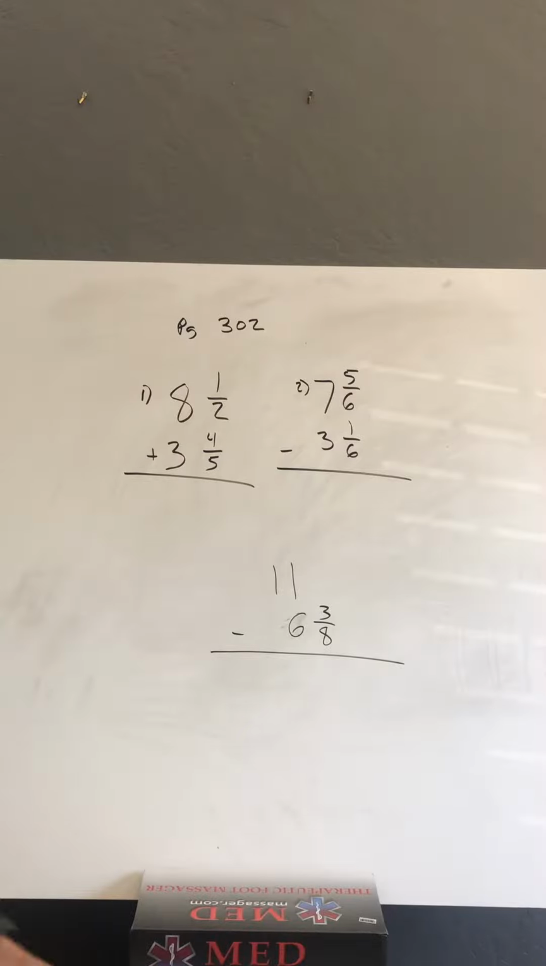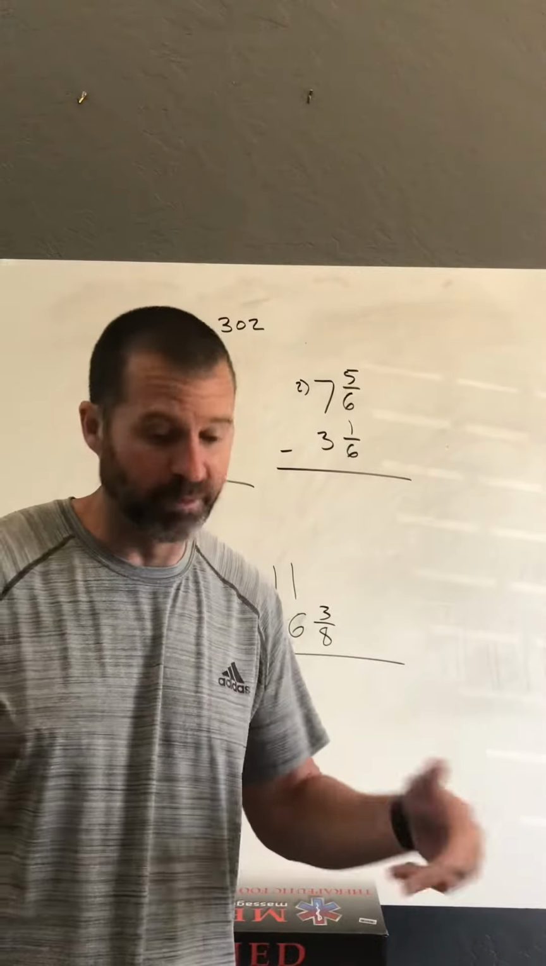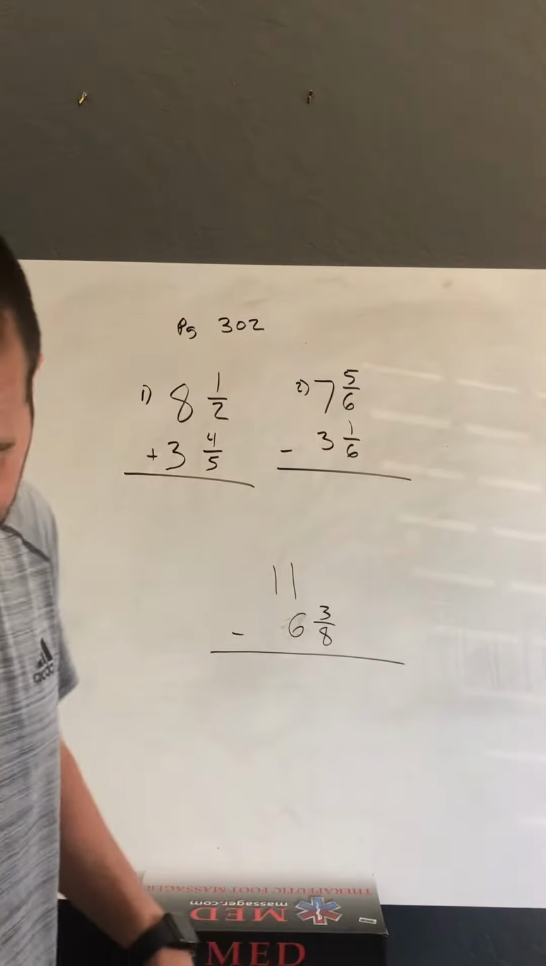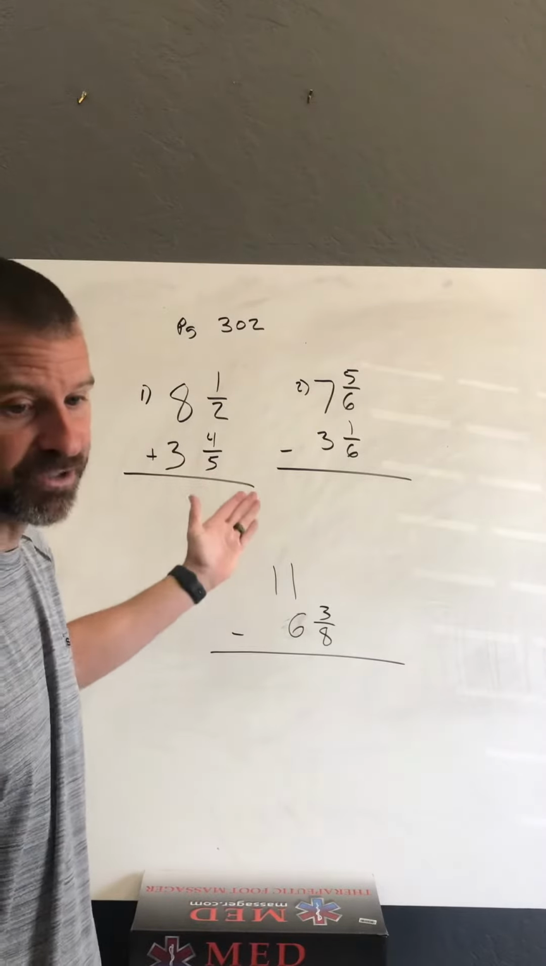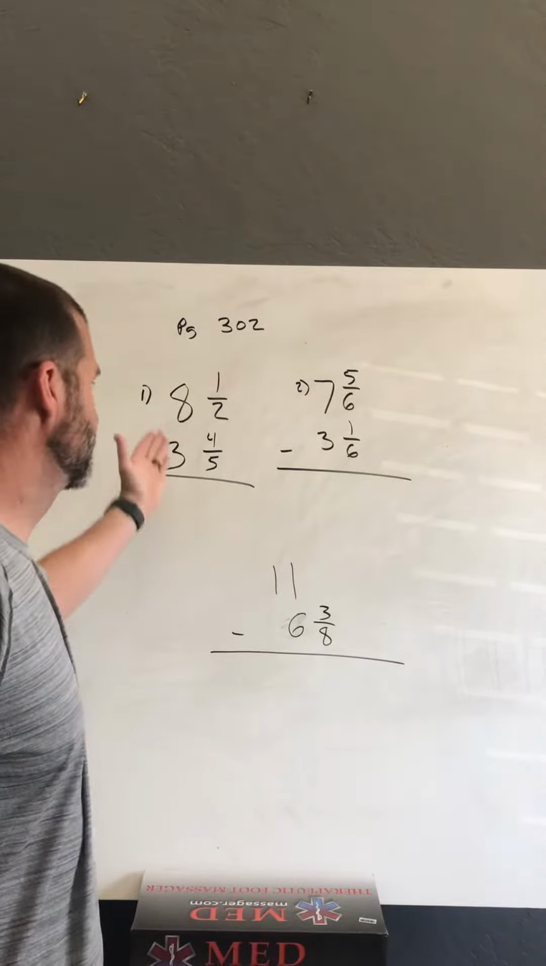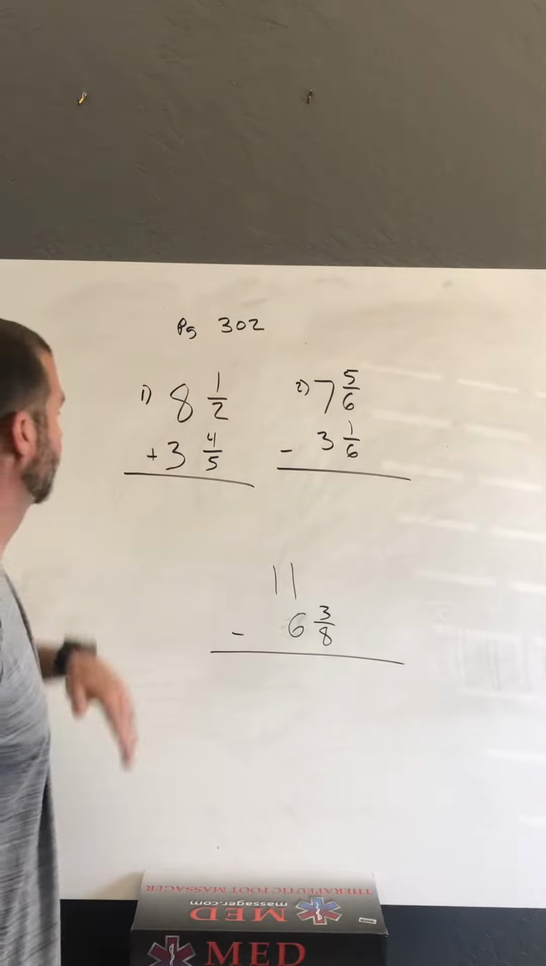Adding, subtracting, mixed numbers. We've done this before as well. And we're reviewing some stuff, I apologize, but that's what the district wants us to do. So here we go. I like to stack them on top of each other usually, just so it's easier for me to add and find a common denominator. So I'll put 8 1/2 plus 3 4/5.